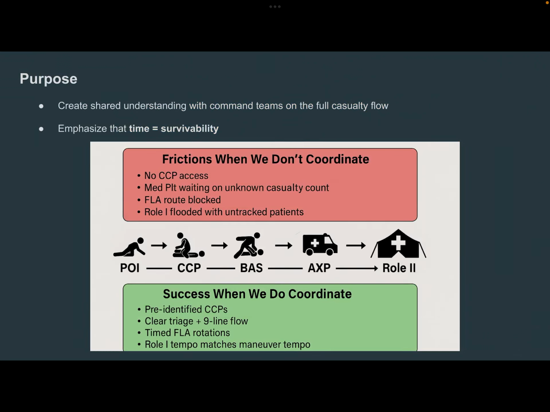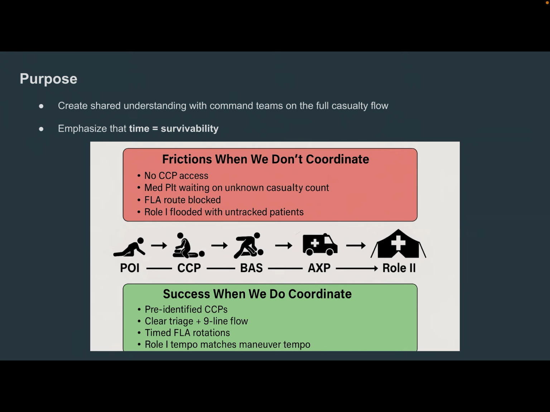Purpose. Our operational purpose is twofold. Number 1, to establish a shared understanding among commanders, first sergeants, and medical assets of the casualty evacuation chain in a large-scale combat operation. Number 2, to emphasize the doctrinal principle that time is a critical component of survivability, and that comes from ATP 4-02.4, which is the medical platoon. There's no doctrinal fix for indecision.